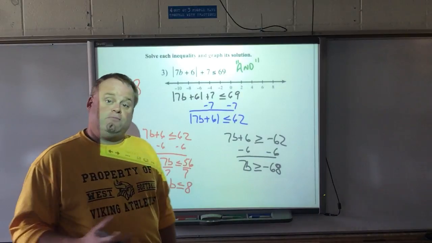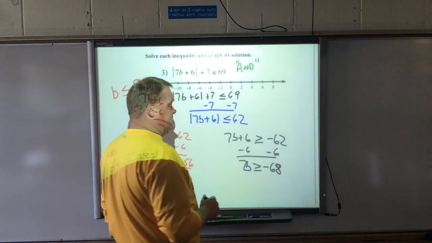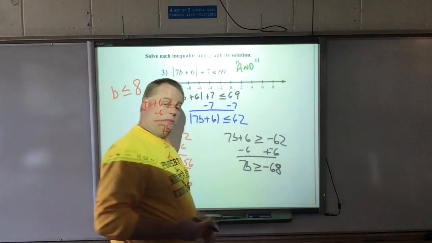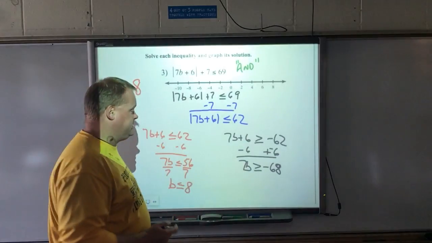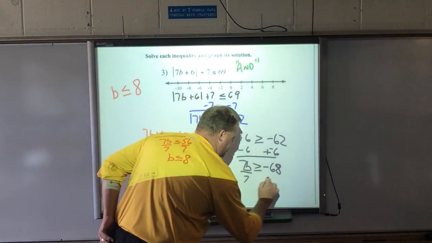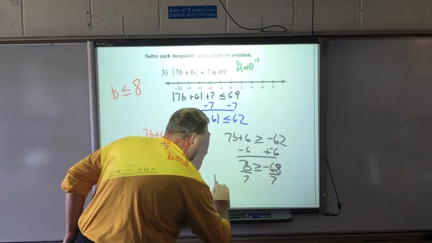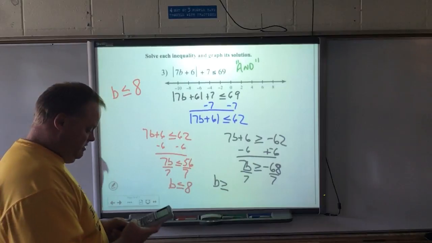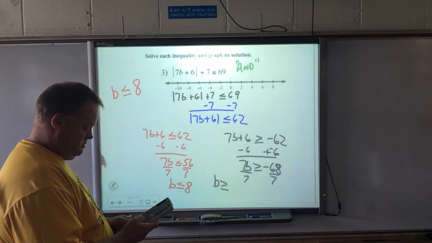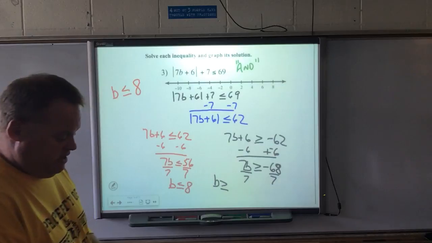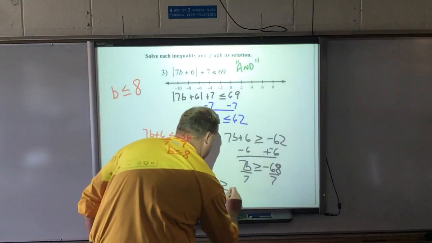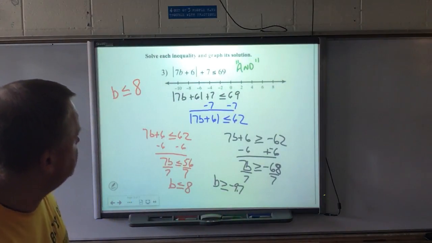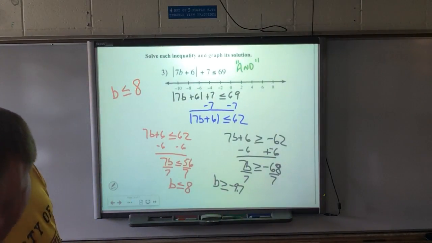A negative 62 minus 6 is the same thing as saying a negative 62 plus a negative 6. Remember, it means the same thing. So that's a negative 68. Divide by 7, b is greater than or equal to a negative 68 divided by 7. It's going to be a negative 9.7.